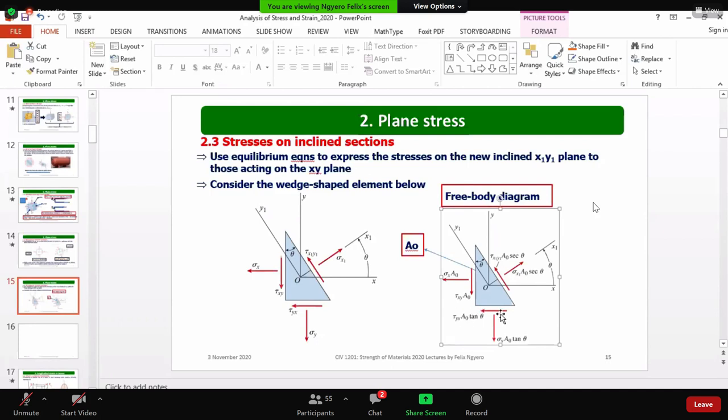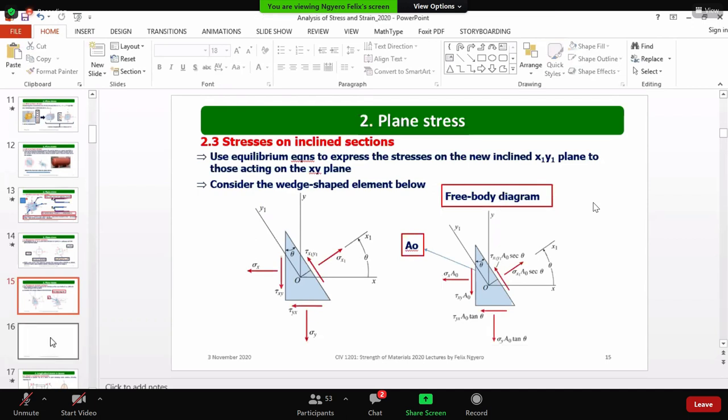So do the same for the shear force. The shear force would be the shear stress, which is tau yx, times the same area, A naught tan theta. Okay, and then you do the same for the inclined face. The area of the inclined face is A naught times sec theta. If you resolve A naught along the incline, it becomes A naught sec theta, and then the stresses, the normal stress sigma x1 times A naught sec theta, and tau x1y1 times A naught sec theta. So that is how you would obtain the forces on each of the three faces.